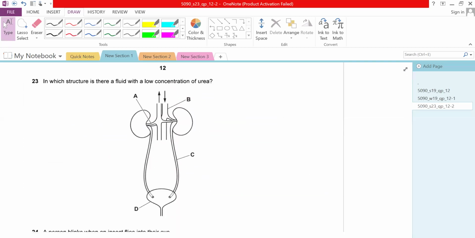In which structure is there a fluid with a low concentration of urea? So in structure A, the urea concentration is lowest, as it comes from the kidney. The kidney takes urea into it, the process of filtration occurs here, and the blood with less urea goes up to the body.